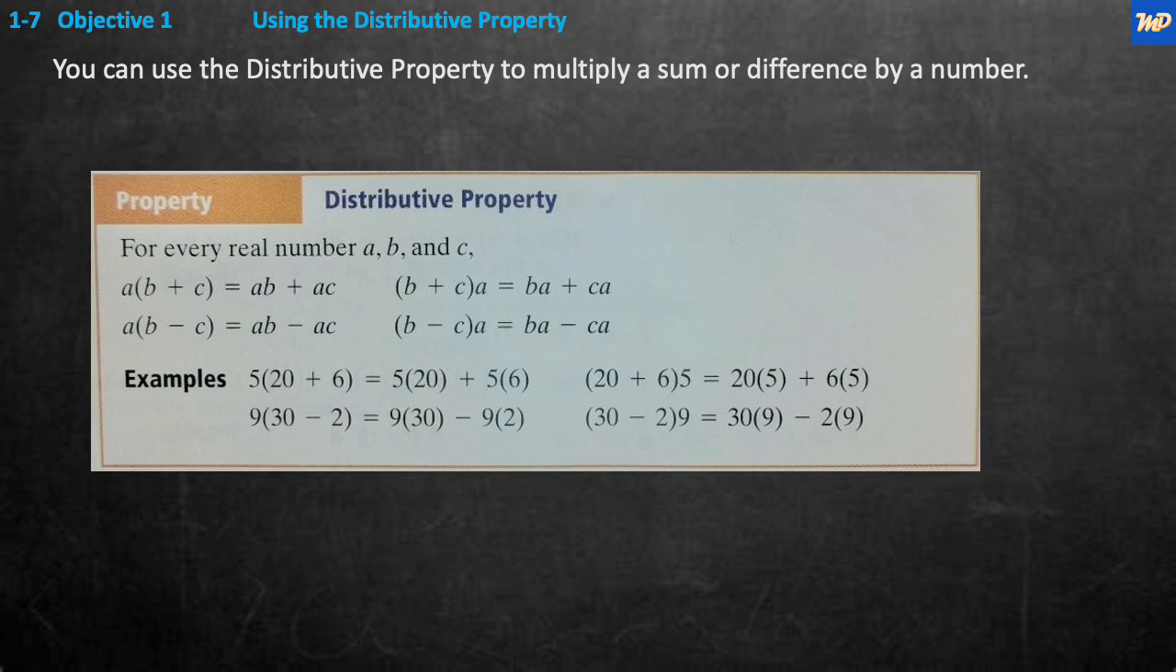So let's look at some examples. 5 times the quantity 20 plus 6 is equal to 5 times 20 plus 5 times 6. Or you could flip it around: the quantity 20 plus 6 times 5 is equal to 20 times 5 plus 6 times 5. And then the last example: 9 times the quantity 30 minus 2 is equal to 9 times 30 minus 9 times 2. Or flipping it around, moving the 9 to the other side, the quantity 30 minus 2 times 9 is equal to 30 times 9 minus 2 times 9.